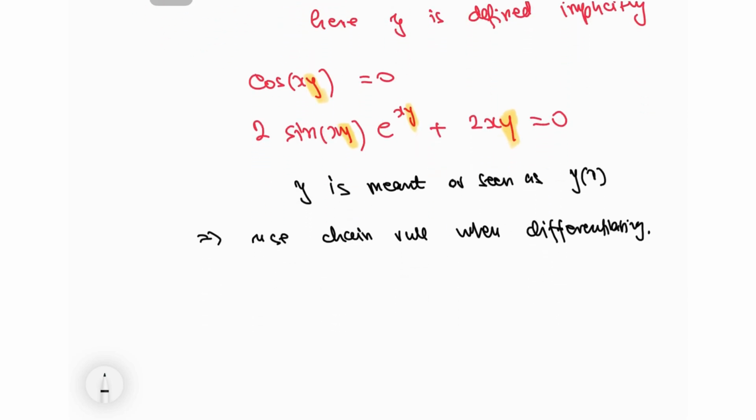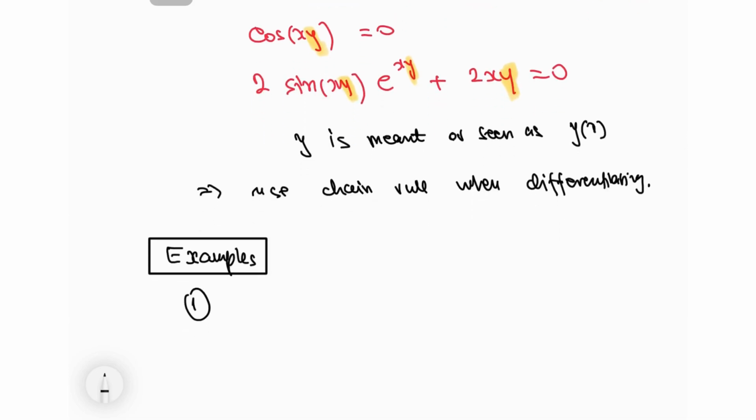We will start with some most basic examples, and then we are going to proceed to some more complicated ones. So, example 1: xy equals 0, and we need to find y prime.